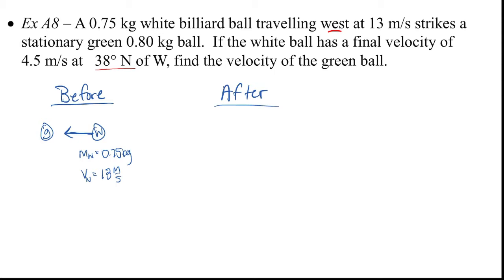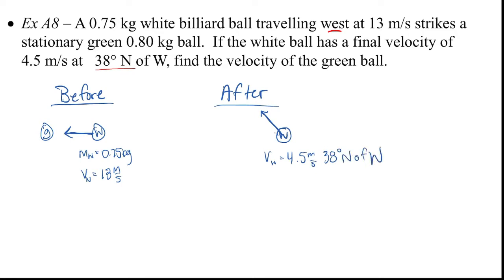And then after, what do we know? We know the white ball has a final velocity of 4.5 meters per second, 38 degrees north of west. So let's draw that triangle that we need. So 38 degrees north of west would be about like that. Okay, so here's our white ball. And so we know the mass is still 0.75, and the velocity now is 4.5 meters per second, 38 degrees north of west.